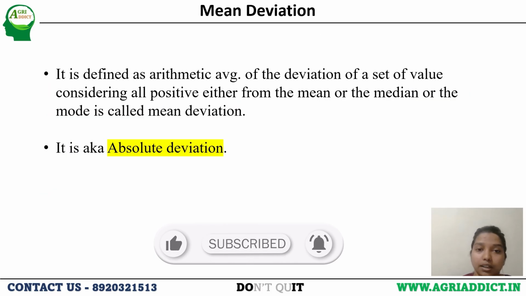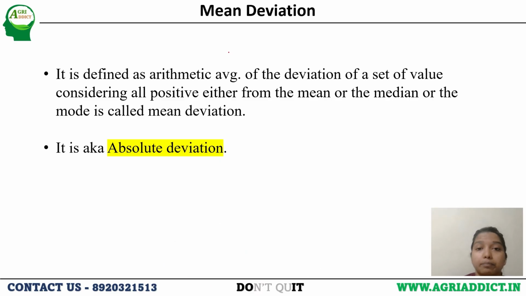Then the third measure of dispersion is mean deviation. It is defined as the arithmetic average of the deviations of a set of values, all considered positive, from either the mean, the median, or the mode. This is called mean deviation. You might not get the point by reading this definition, so I'll explain in the next slide. One more important thing is that it is also known as absolute deviation.